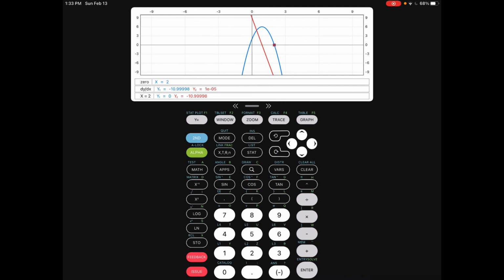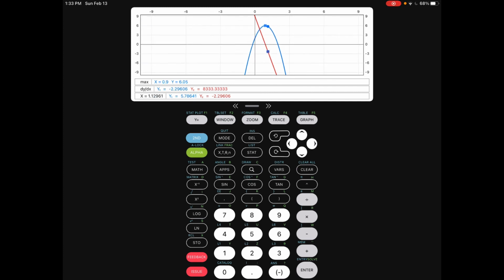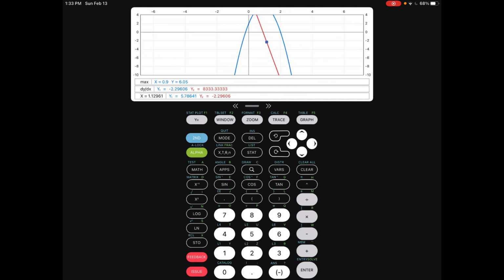There in red is the derivative. Okay. So that is the function for the derivative of height, or a velocity function. And guess what? At x equals 0.9, the derivative is 0, which means that we have a velocity of 0, or we have a max on the blue one.